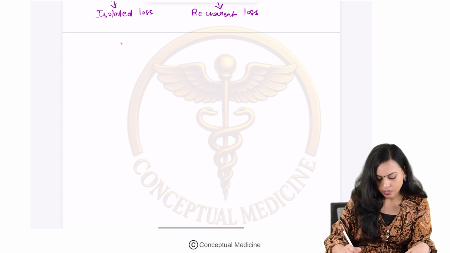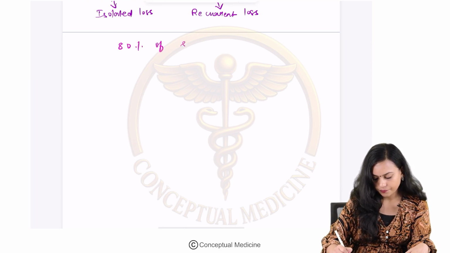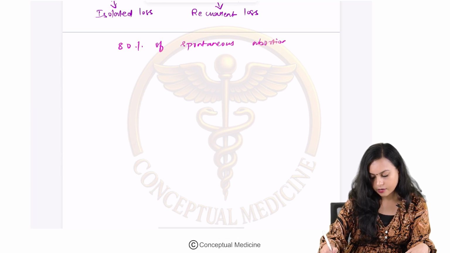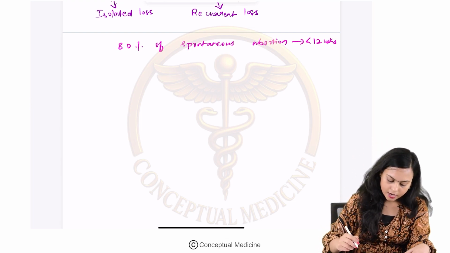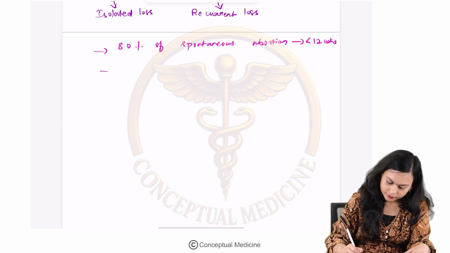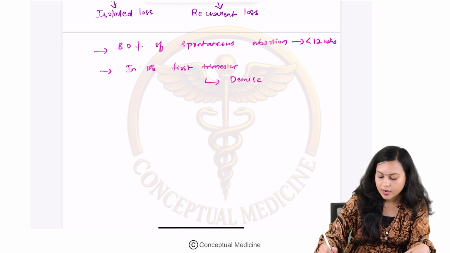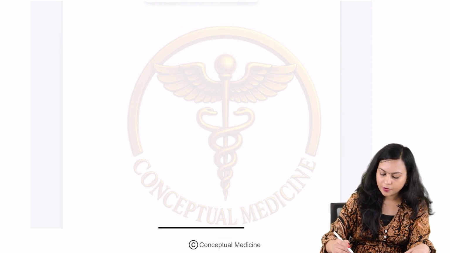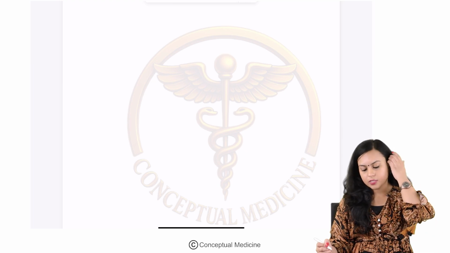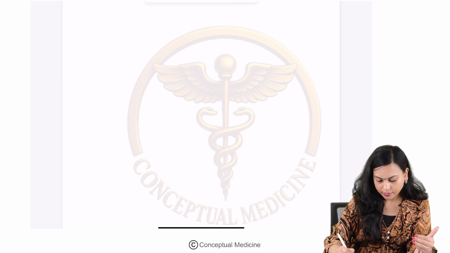Now, 80% of spontaneous abortions usually occur within 12 weeks, in the first trimester. Usually there will be a fetal demise that will be followed by expulsion. Clear? Now we'll see some of the terminologies related to this. Some of the important terminologies that will be confusing.